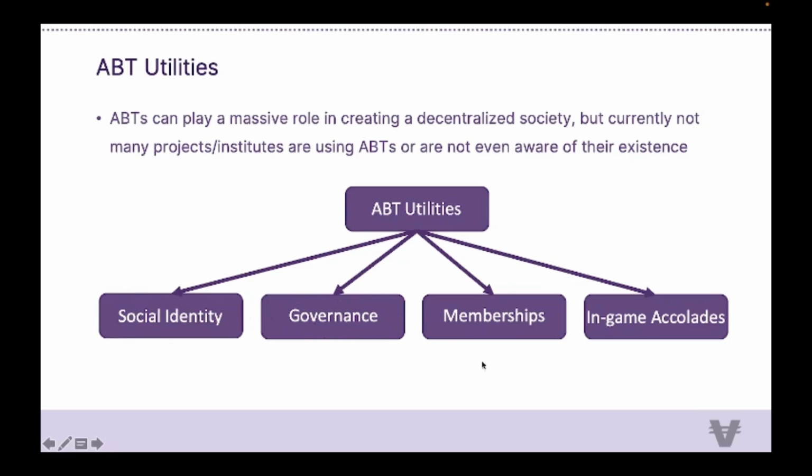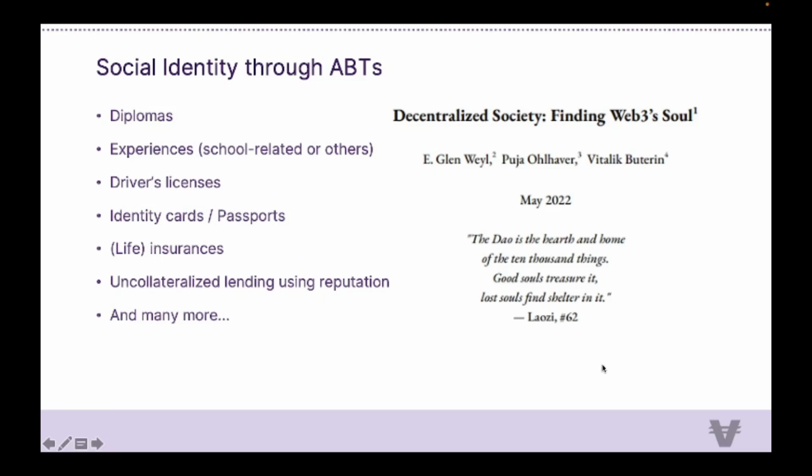We have governance, memberships, and in-game accolades, starting with social identity through ABTs, which can be diplomas, experiences, driver's licenses, identity cards or passports, even life insurances, and also lending based on reputation. Most of these ideas have been coined or mentioned in the Decentralized Society: Finding Web3's Soul article, which of course Vitalik Buterin has written together with Olhaver and Will.